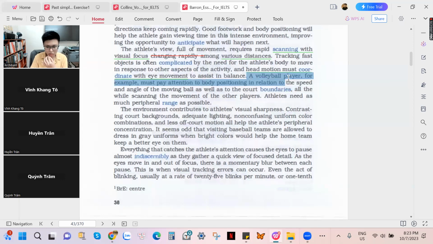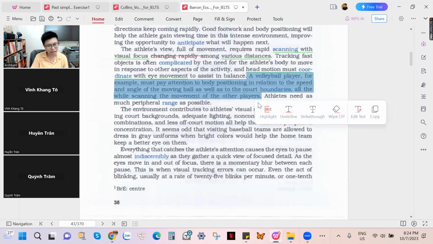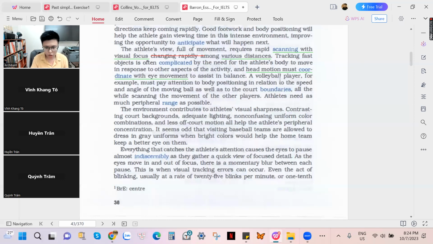A volleyball player, for example, must pay attention to body positioning in relation to the speed and angle of the moving ball, as well as to the court boundaries, while scanning the movement of the other players. The sentence is very long. So where is the first sentence?